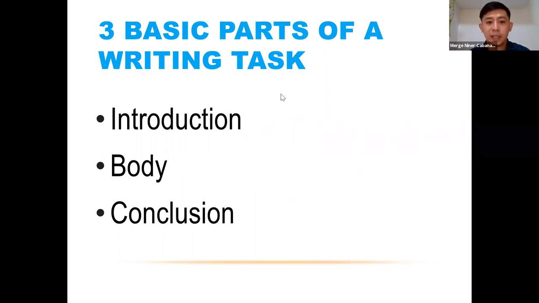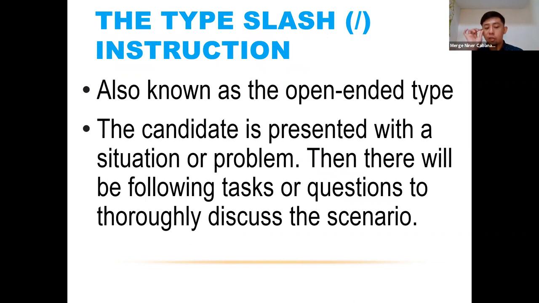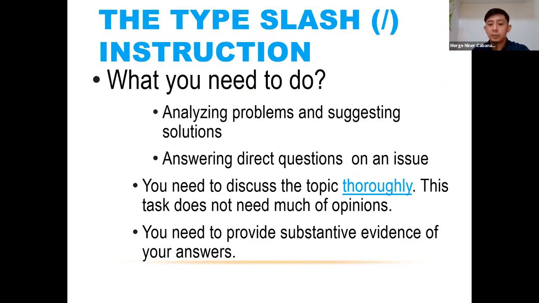All right. So again, the open-ended type, you're presented with a situation or a problem, and there will be following tasks or questions to thoroughly discuss the scenario. So what you need to do is to analyze problems and suggest solutions. So if you are a person whom your friends always ask you for advice, then you're halfway through passing this exam because you know how to analyze problems and you're good at suggesting solutions. So that's basically what this instruction is about.